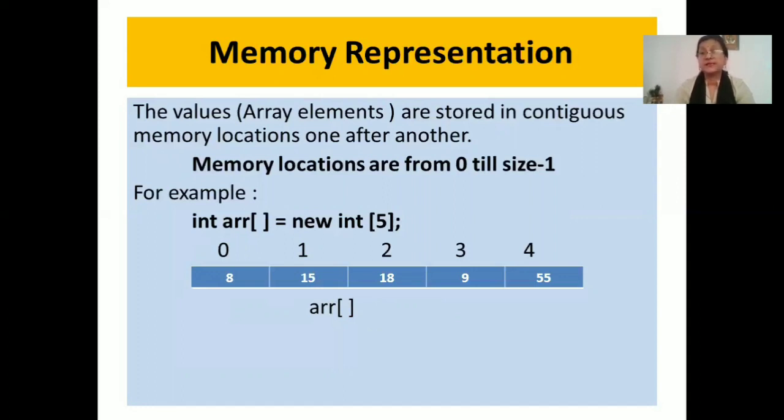We mention the size. Now suppose the given example here, int arr = new int[5]. So the size is 5 and the memory locations will be from 0 till 4: 0, 1, 2, 3, 4. You can just look at the example given here. You can see 0, 1, 2, 3, 4. And these are 8, 15, 18, 9 and 55. These are the values which are stored inside the array. And arr[] is the array variable name.